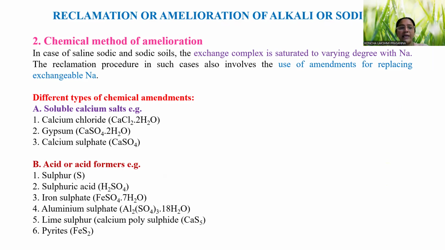First is the soluble calcium salts, which include calcium chloride, gypsum, and calcium sulfate. And also the acid and acid formers are used, like sulfur, sulfuric acid, iron sulfate, aluminium sulfate, lime sulfur, and pyrites. These are the acid and acid formers which are used in the chemical amelioration of the alkali soils or the sodic soils.